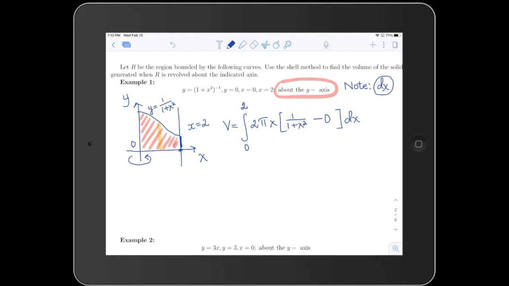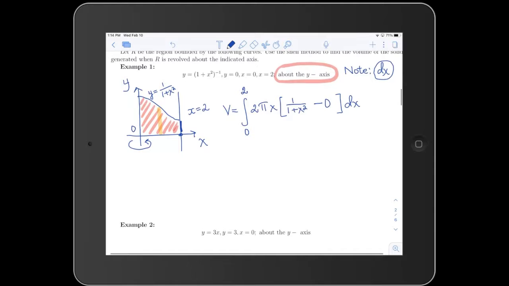The question I see is, does this stay in terms of x no matter which axis it is revolved around? The answer is no. Once we're revolving around the x-axis, we're going to have a setup in terms of y. Okay, so now we have it set up. We just need to integrate this. If I simplify this just a little bit, what do we get? This is the integral from 0 to 2 of 2 pi x over 1 plus x squared dx. Okay, that's my integral.